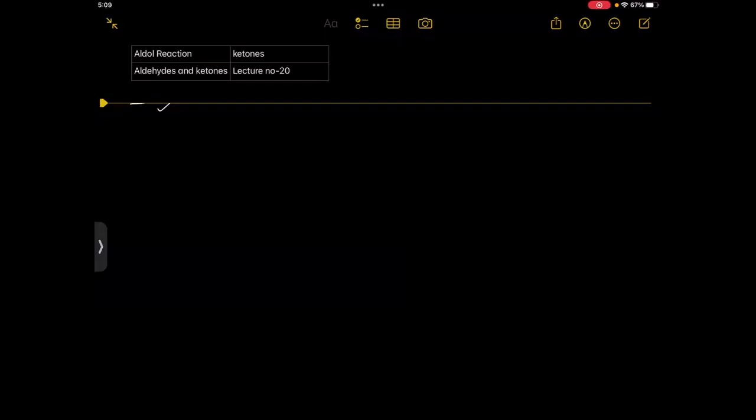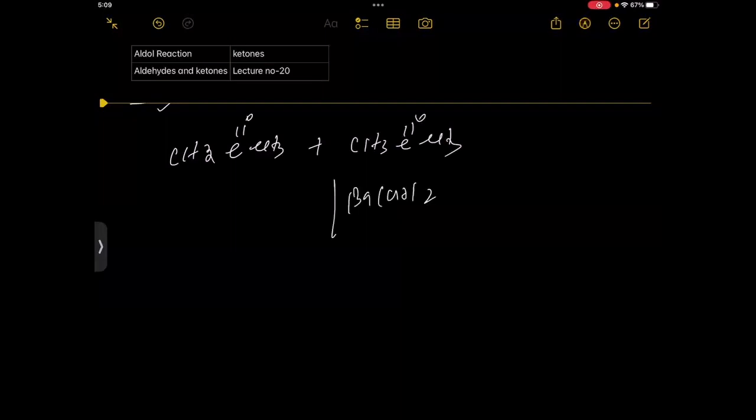Students, see that we write here the aldol condensation of ketone. The one example we'll take here is the simplest ketone, that is CH3 C double bond O CH3. Another compound we are taking here is the CH3 C double bond O CH3. Students, we will use here barium hydroxide. Why? Because sodium hydroxide will not undergo self-aldol with the ketone.